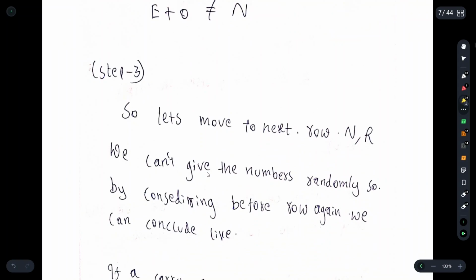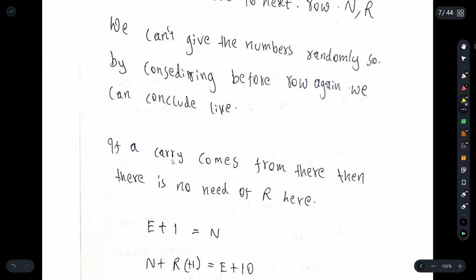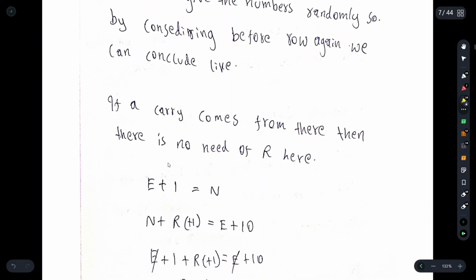So let's move to the next row, n and r. We can't give the numbers randomly, so by considering the previous row again, we can conclude that if the carry comes from there, then there is no need of r here.